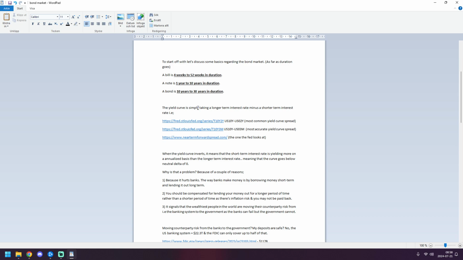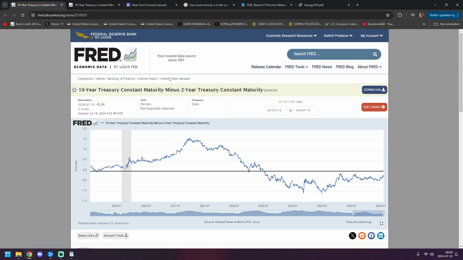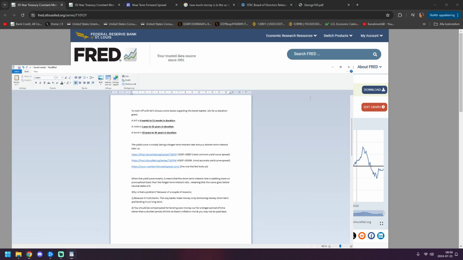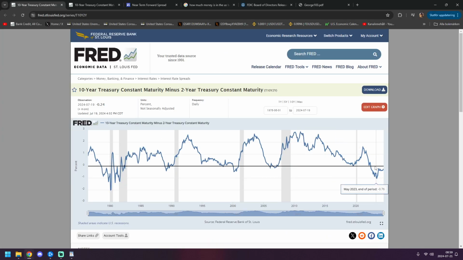The yield curve is simply taking a longer term interest rate minus a shorter term interest rate. For example, the 10 year minus the 2 year is the most common yield curve spread. That would take us to this right here, the 10 year minus the 2 year yield curve spread. Anything below this horizontal line, where I have my cursor, would be below neutral delta, meaning it's inverted. Anything above is a re-steepened yield curve.